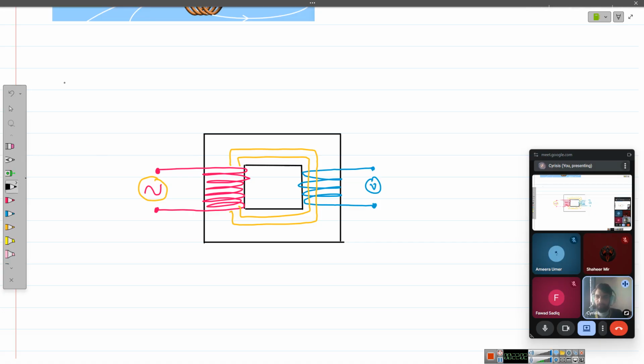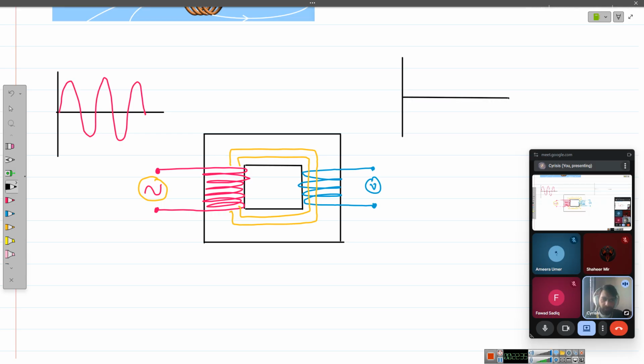So if the input voltage is this much, let me draw the input voltages for you. So this is going to be your input. This is the input voltage. And if we talk about the output voltage, that's going to be slightly less than this.